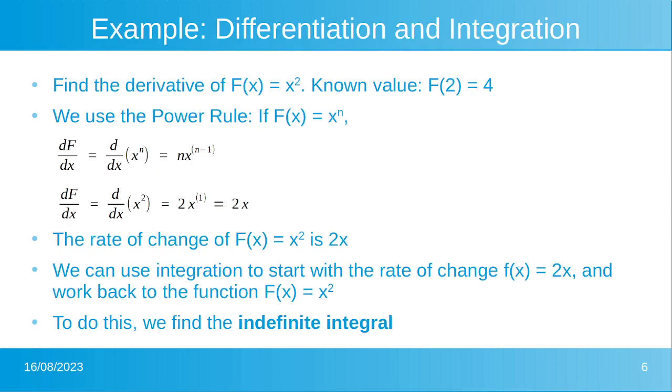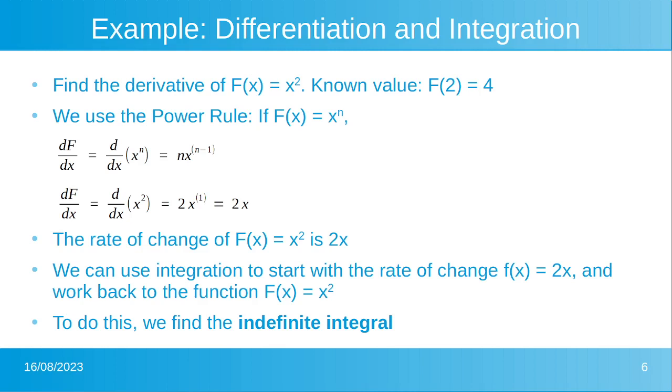So here we go. We want to find initially the derivative of capital F of x is equal to x squared. And we're starting off with a known value. We know that capital F of 2 is going to be equal to 4.